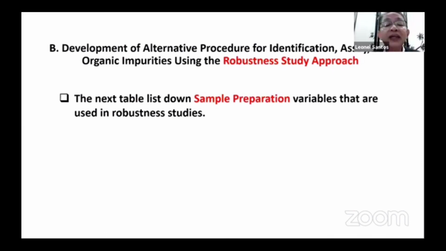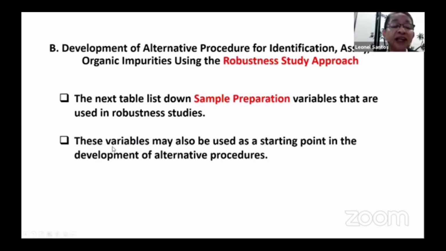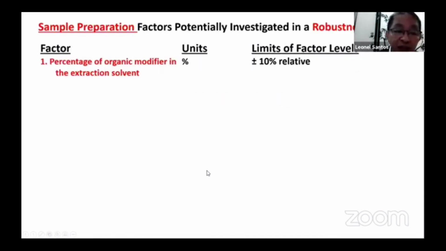And the next table will show that sample preparation variables can be adjusted or revised based on the robustness studies. And these variables may be used as your starting point in the development of an alternative procedure. So in this next table, it'll show you the different factors, what you can do to adjust your procedure.